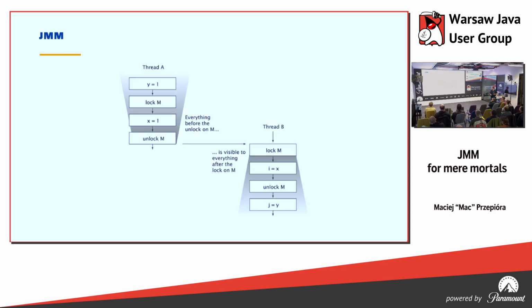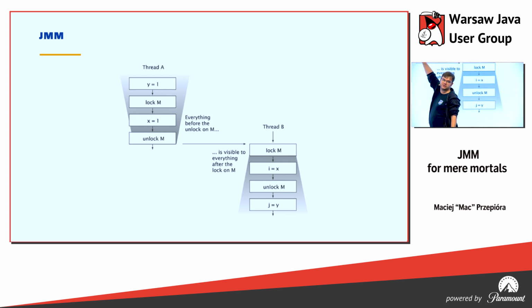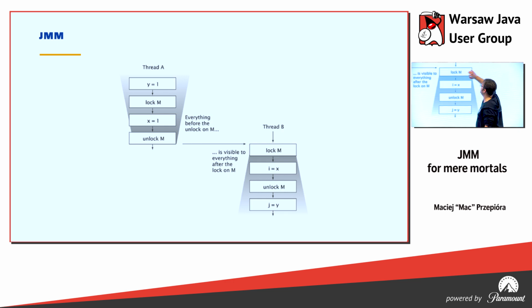So we have two threads. We have monitor M that we lock on in one thread. So we assign 1 to Y. We lock the M. We assign 1 to X. And then we unlock M. And then some other thread steps in and wants to lock the M. So if it would want to lock before, like somewhere here in the timeline, it would have to wait, right? So it waits until this one unlocks, and then steps in and locks here.